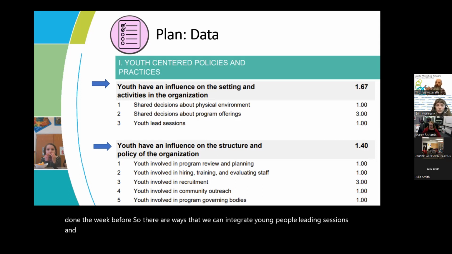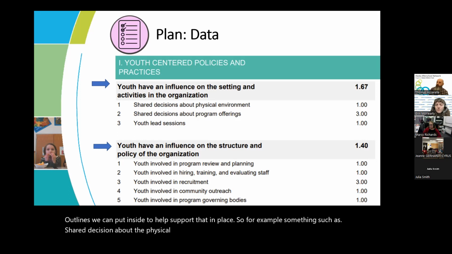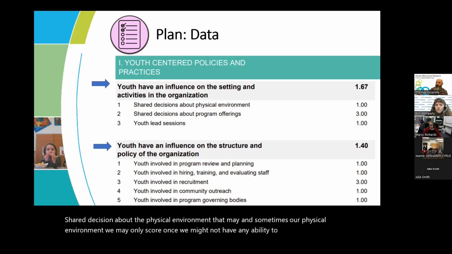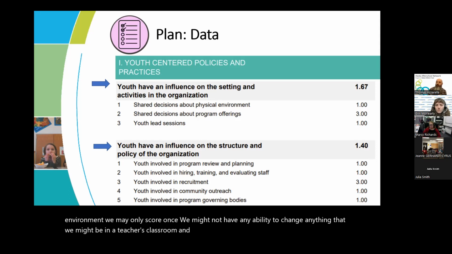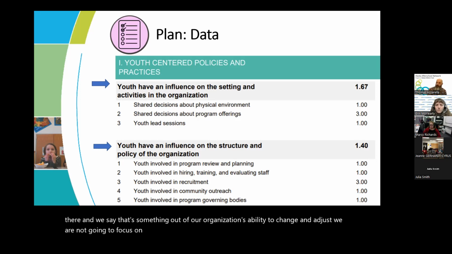And it's really about what's the organizational practice that we can do, or outlines we can put inside, to help support that in place. So for example, something such as shared decision about the physical environment. Sometimes our physical environment, we may only score one because we might not have any ability to change anything. We might be in a teacher's classroom and that is their classroom and we can't change it. That is okay. At that point, the score is a 1 because young people weren't able to be involved there. And we say that's something out of our organization's ability to change and adjust. We are not going to focus on that. Let's focus instead on another.